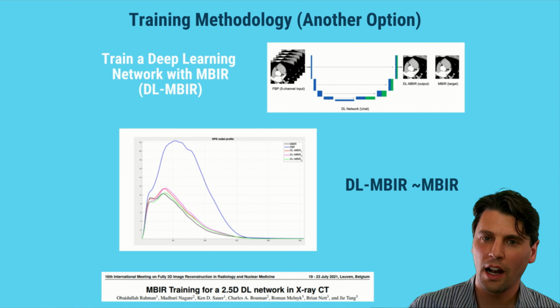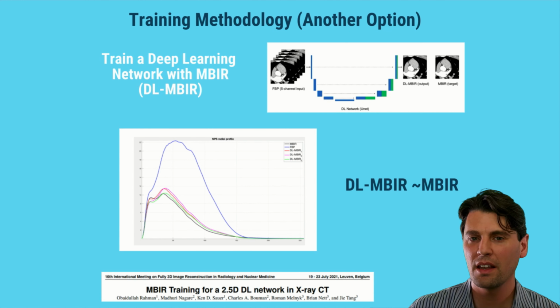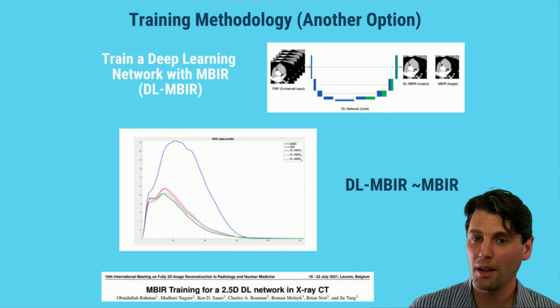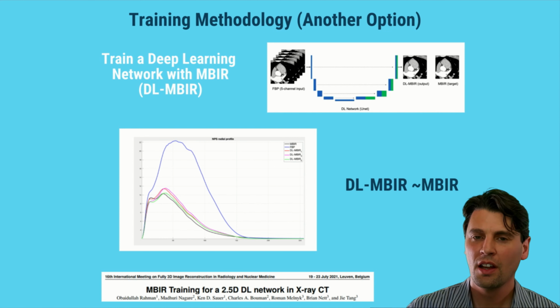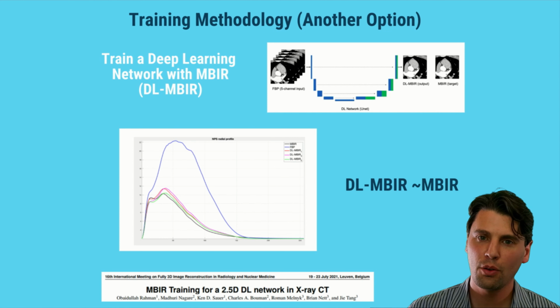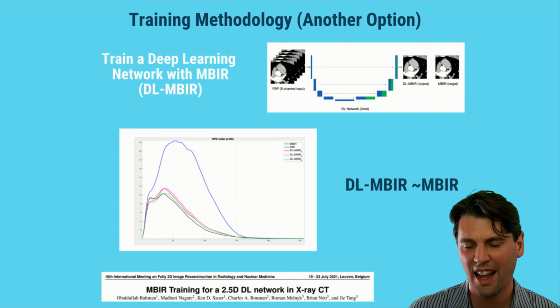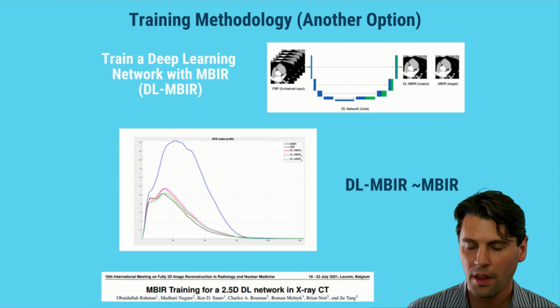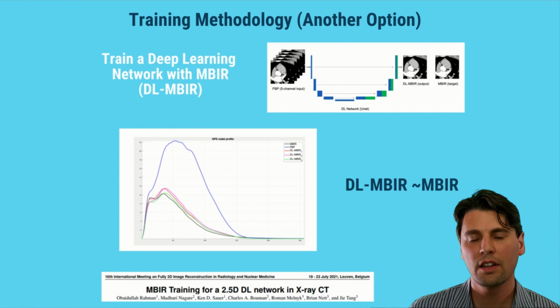And again, at a high level takeaway, it's possible to reproduce model-based image reconstruction. So deep learning model-based iterative reconstruction can be performed, and the qualities of the image can be kept similar. If you train a network using model-based iterative reconstruction, it's possible to have essentially the same texture of your model-based iterative reconstruction preserved in your imaging. So that's one option when you're training your networks. We chose not to use that option.